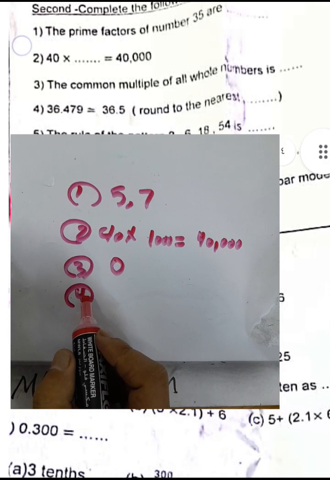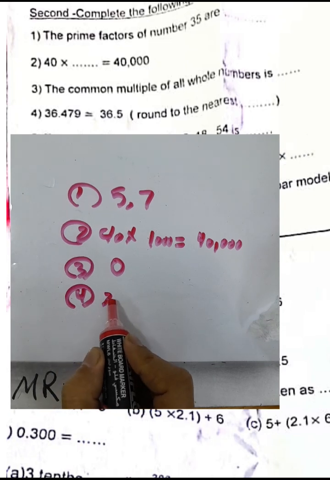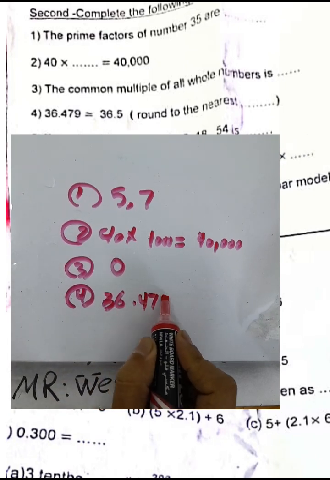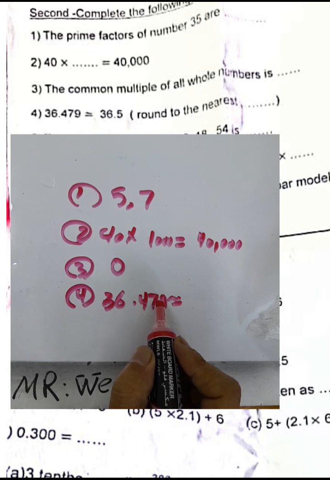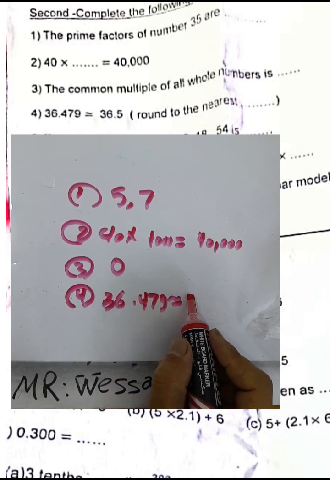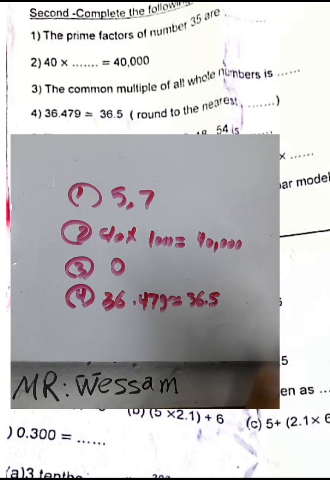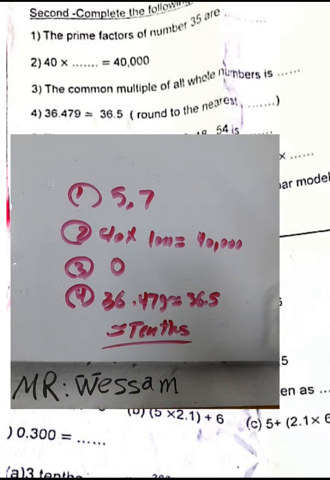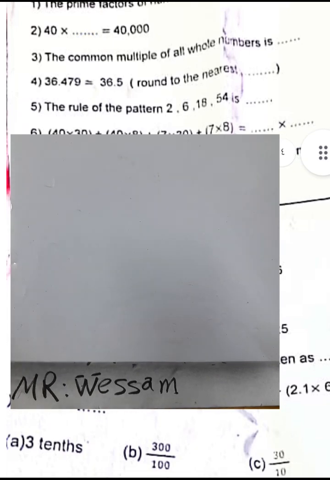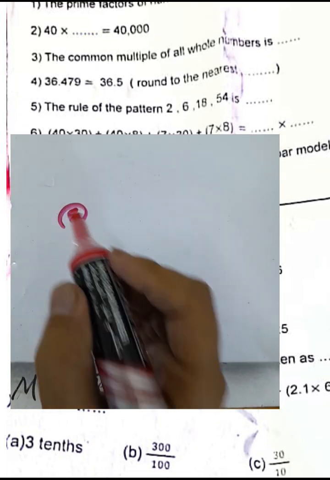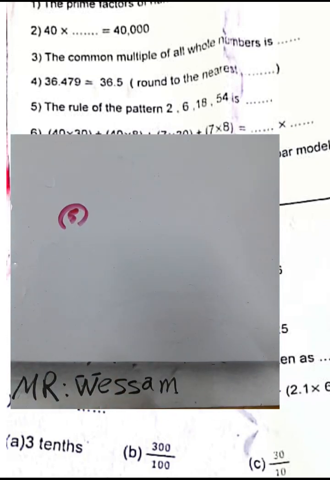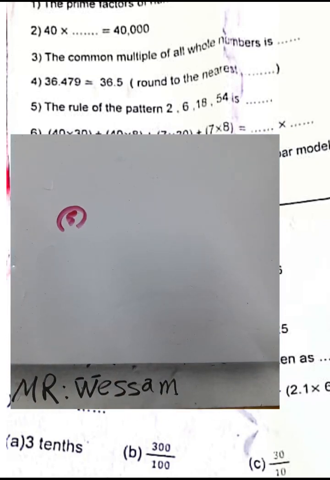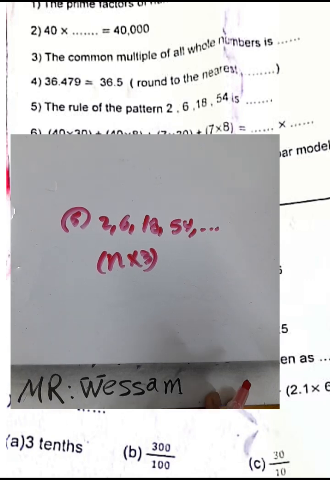Question number 4, this number 36 and 479, approximating, rounding here to the nearest ten. You write 36 and 5 here, then the result will be to the nearest tens. Okay, to the nearest what? Tens. Question 5. The rule of the pattern: 2, 4, 6, 6 plus what equals 18. Multiply by 3. 2 times 3 equals 6. It will be n times 3. It's the rule for question number 5.